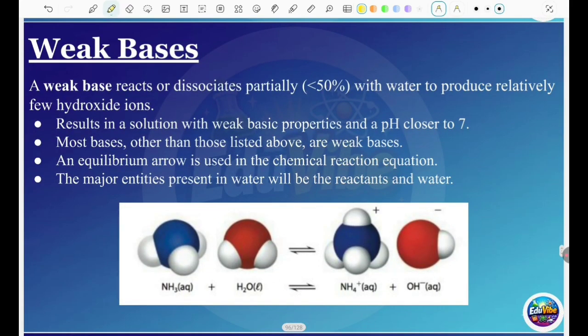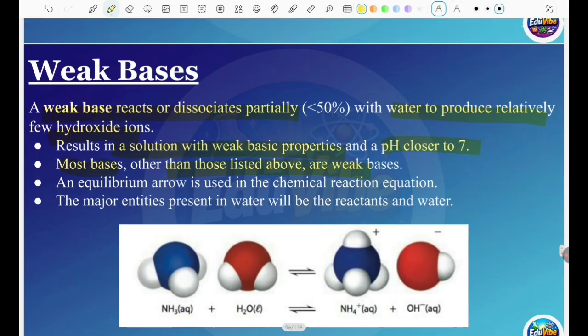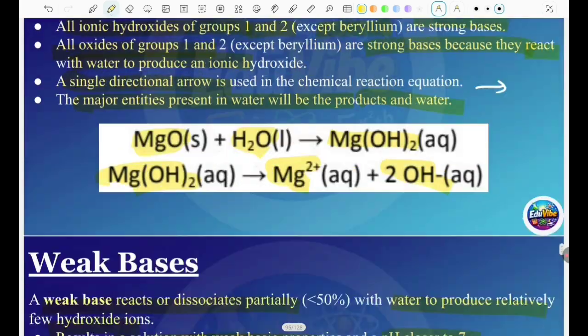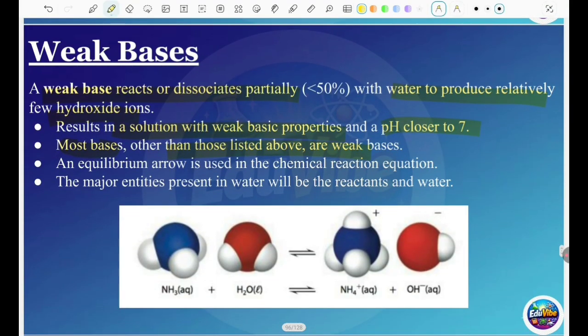Next, we have weak bases, same as the weak acids. Weak bases react with water only partially, less than 50%, to produce relatively few hydroxide ions. Again, they have weak basic properties, and the pH is closer to 7, around 8 or 9. Most bases other than those listed above are weak bases. We have to use the equilibrium arrow because they are weak, and the major entities in water will be the reactants, same as weak acids.